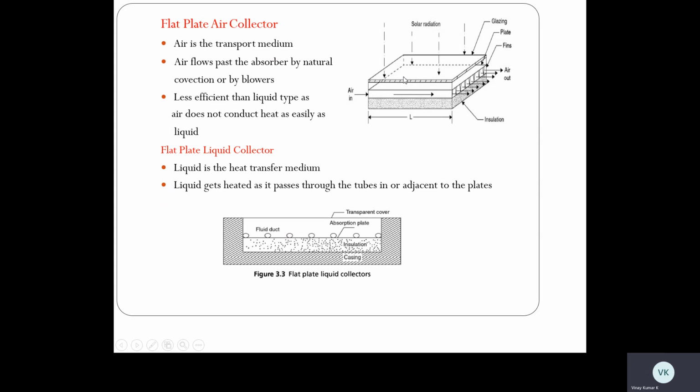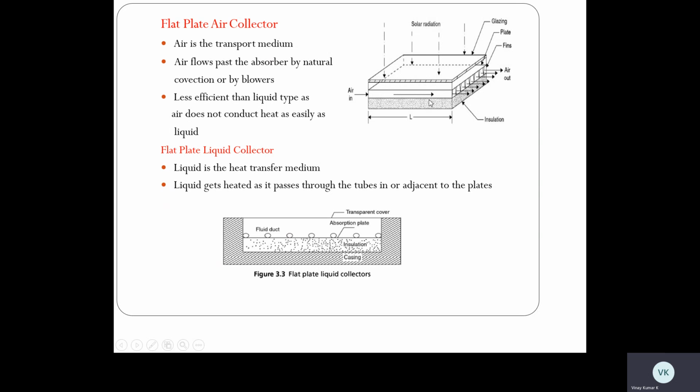This is the pictorial representation of a flat plate air collector. It is called an air collector because air is used as the medium here. The air will be passing through here and exit from here. In between, solar radiation is falling here. A glazing transparent medium is used here, and a plate will be used here. Fins are there, and the insulating materials.